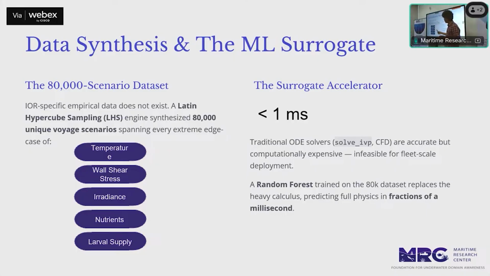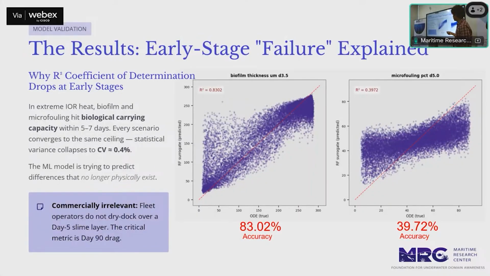And these are the 5 inputs that will be generated from the data. Then I trained that data on the random forest surrogate model, and I'm getting a very good response time from that.